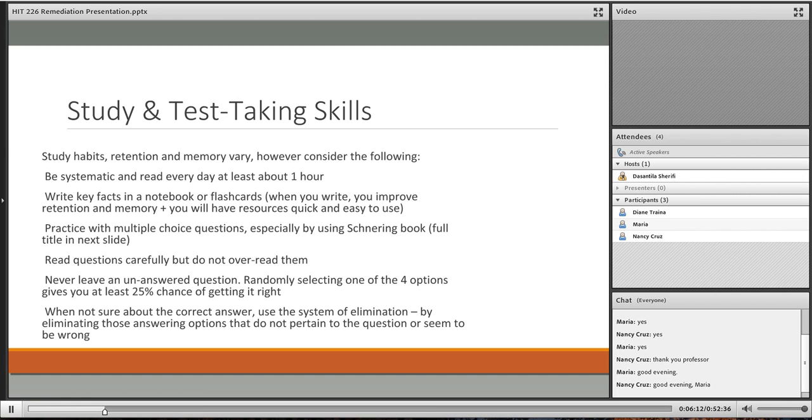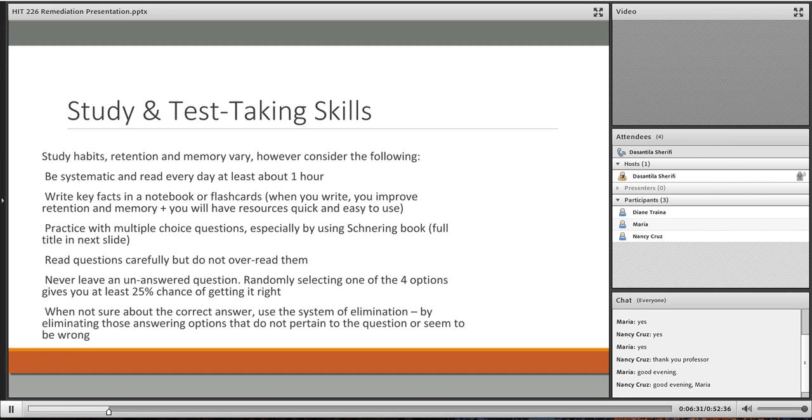Okay. The benefit of this process is that when you want to review something quick and you don't have time to open your books or carry those heavy books, then you will have quick and easy resources to use, your flashcards or a little notebook. Okay, so that becomes really handy too.